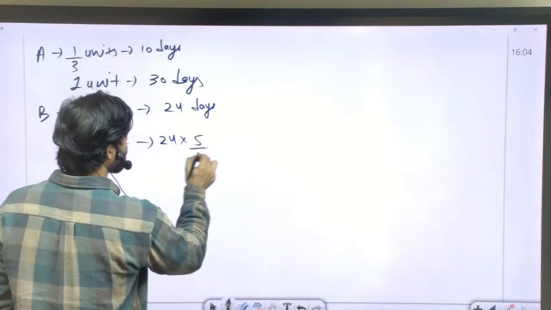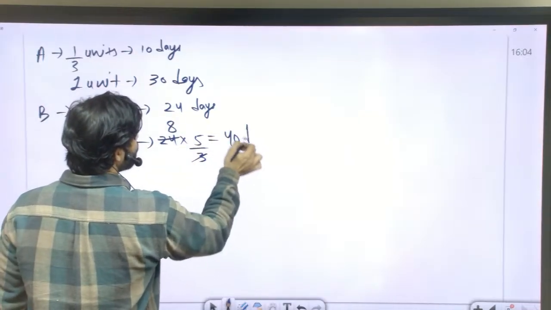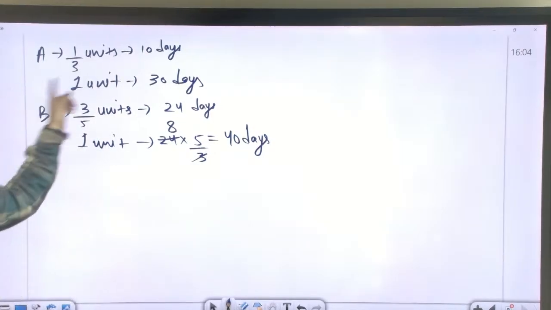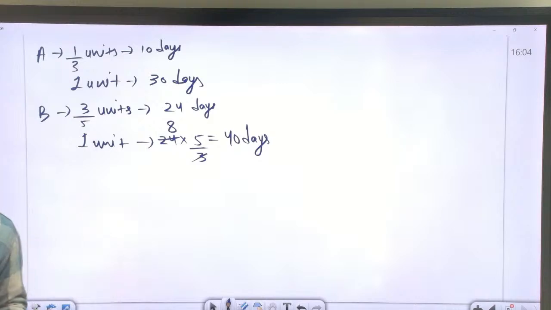So this is 5/3, so cancel it out. It is 8 into 5, that is 40 days. Now the question is on the same level: A takes 30 days to complete a work, B takes 40 days to complete the same work. Any problem in this? Okay, the next information is they worked together for 10 days.